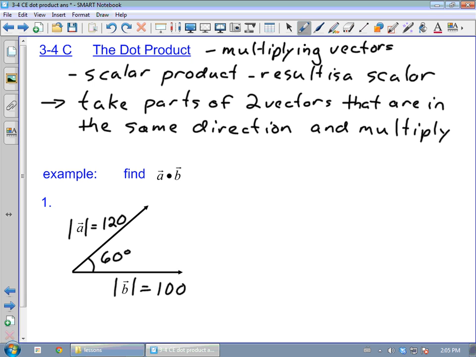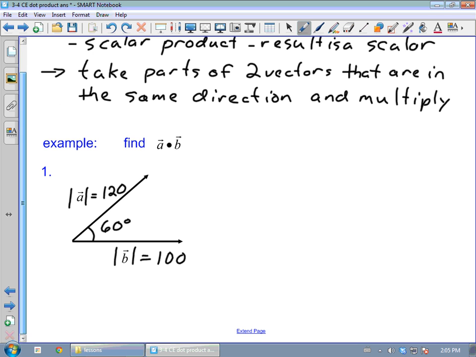Okay, so here is an example. We want to find A dot B. The dot there in the middle means that we are going to do the dot product of our 2 vectors. We've got vector A here, magnitude is 120. We've got vector B down here at the bottom, magnitude is 100. I've placed them tail to tail, and the angle between them is 60 degrees.